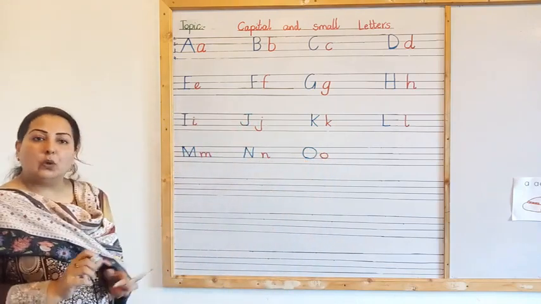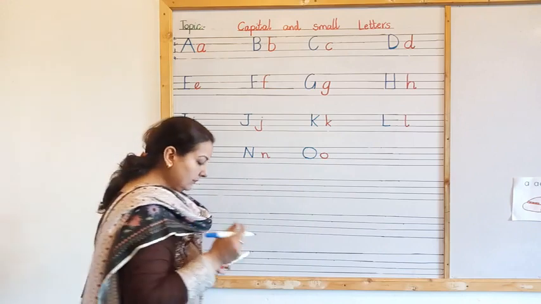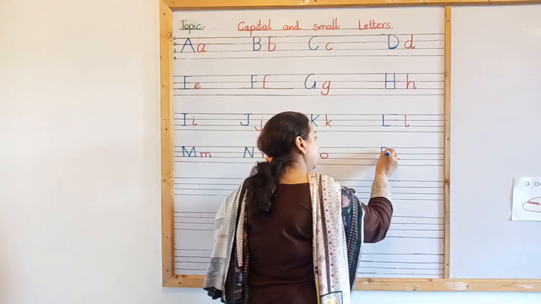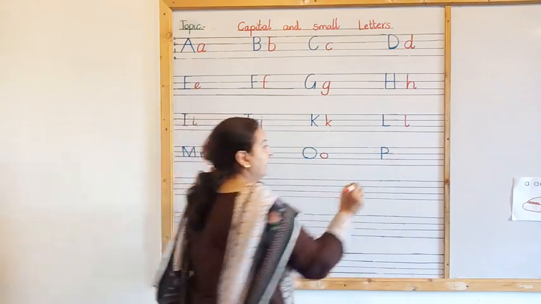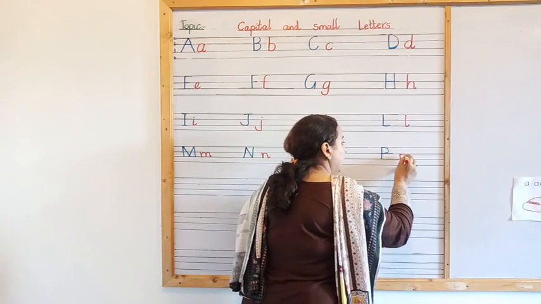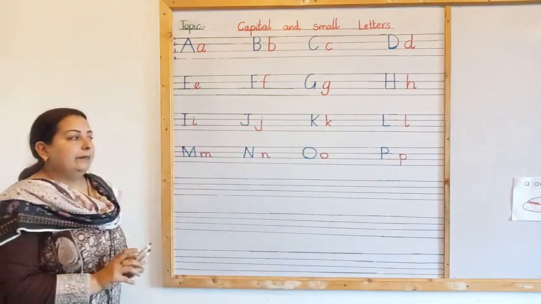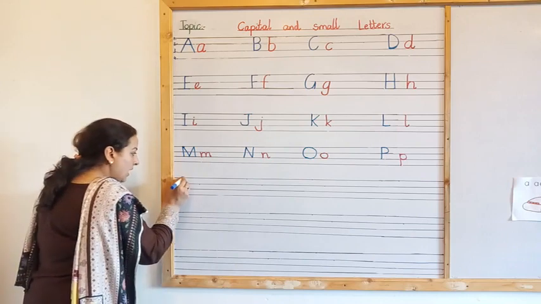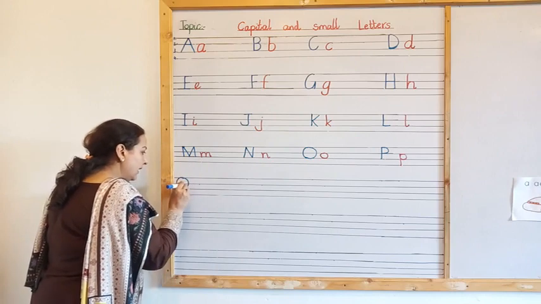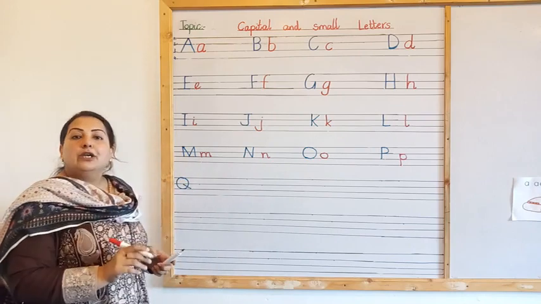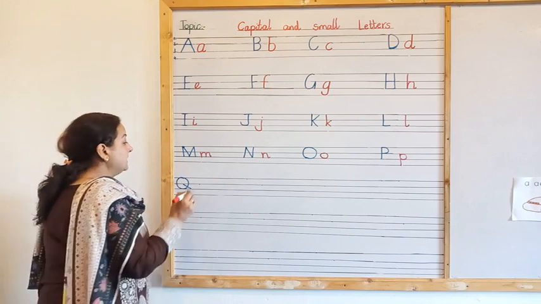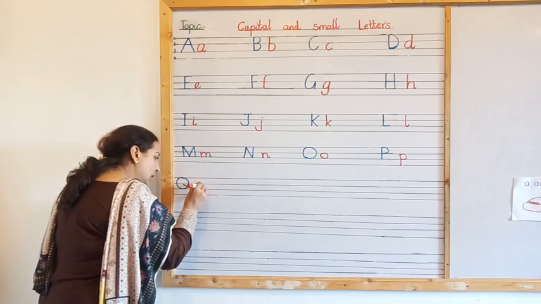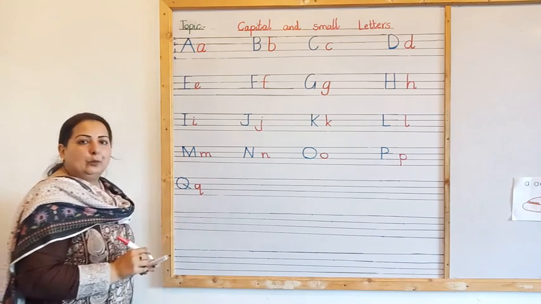What comes after O? P. In upper three lines, P. And in lower three lines, small p. What comes after P? Q. Around and out. And small q we will write in lower three lines. First make a, then go down and make a small loop.